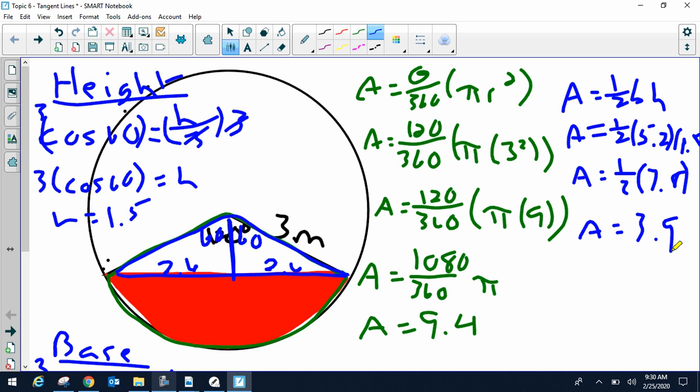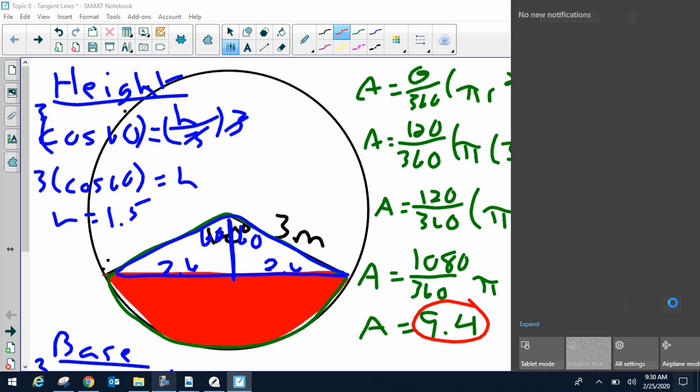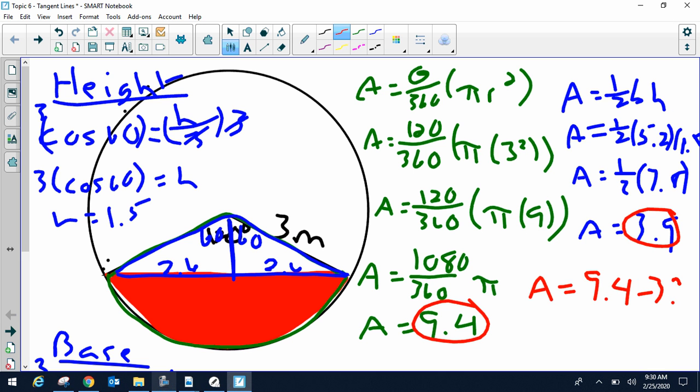Now, to find the area of that red region, you're going to take the area from the green sector and subtract the triangle from it. And you get an area to be 5.5.